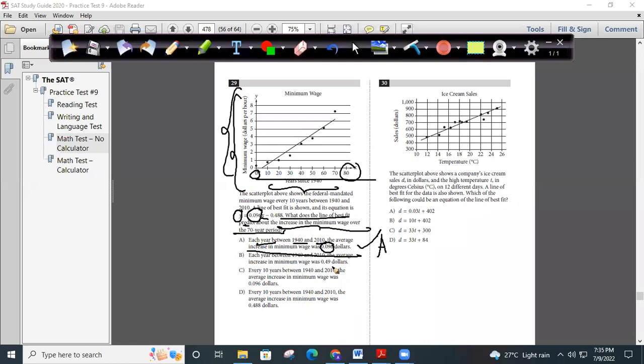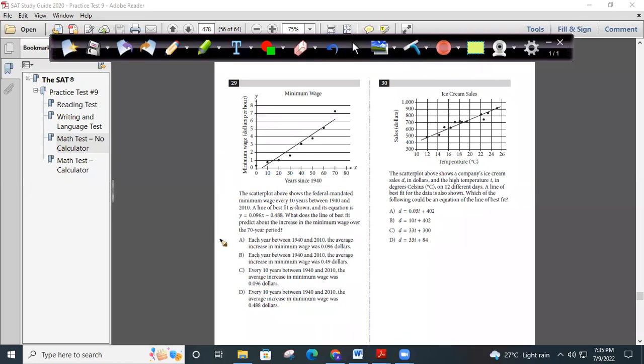Now people might say, why not B, C, D? Why is C not the correct answer? Let me come back to that. A is my correct answer because it clearly says that each year the average increase in minimum wage was 0.096. So the change in y was $0.096 for a 1 unit increase in x, a 1 year increase. So A is my answer, which should be the correct answer.